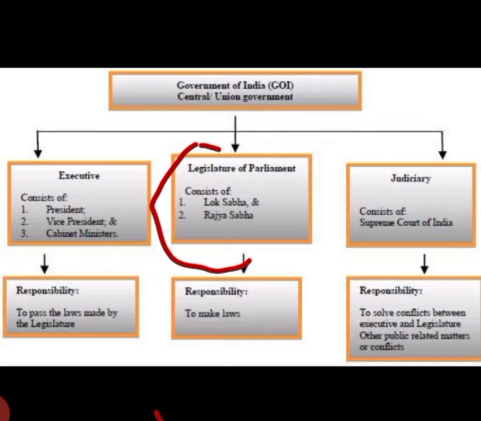Next comes your executive. The executive comprises the president, that is the nominal head, the prime minister, the real executive, and his council of ministers. These three comprise the executive. Now there are several divisions in the council of ministers that I'll come to next when I discuss the executive with you in detail. Now next comes your judiciary.